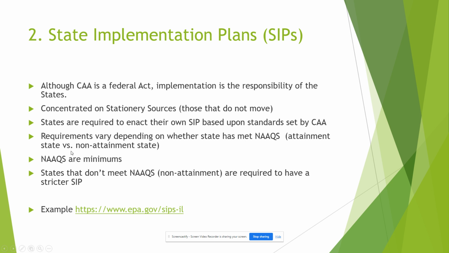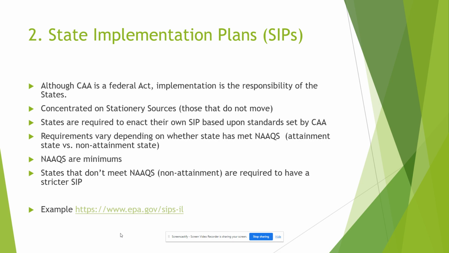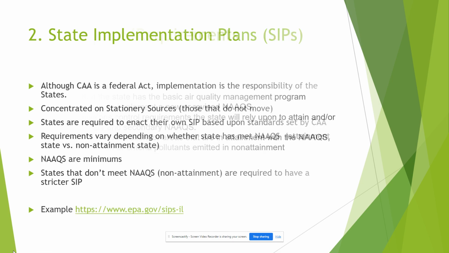Okay, states that exceed these NAAQs are called non-attainment states. They haven't attained the standard. Okay, the NAAQs are minimums, and the ones that are non-attainment states have a stricter SIP. Okay, I might come back. I have this. Let me come back to that in a second. It's going to show you some of this on the EPA website.